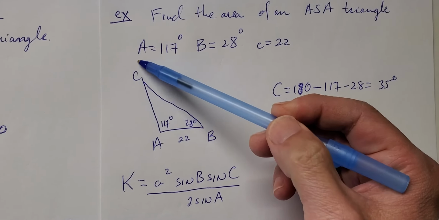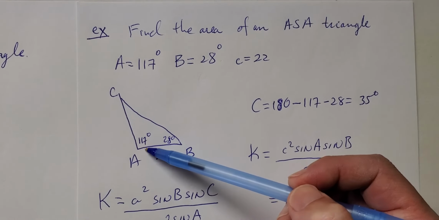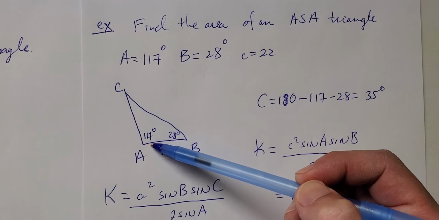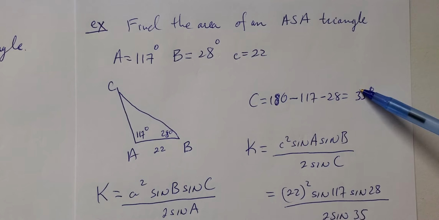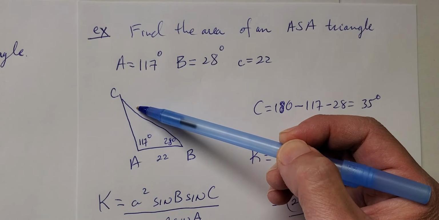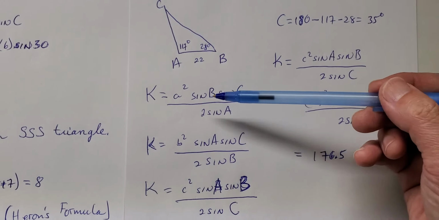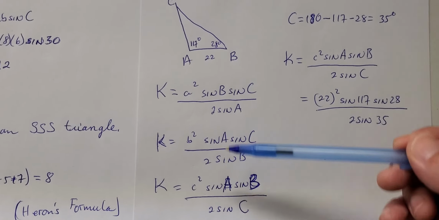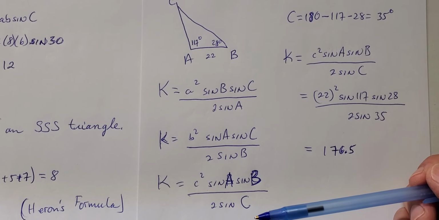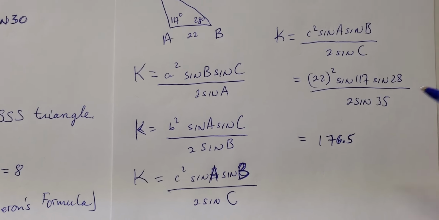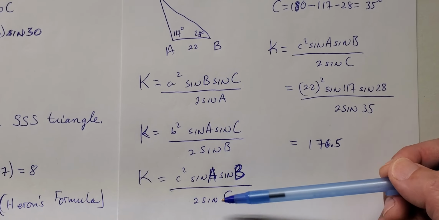So let's find out angle C first because that's easy. We know that the angles in a triangle add up to 180 degrees. Subtract that by 117 and 28, we know that C is 35 degrees. Okay, so next we have three formulas. Here it is, 1, 2, 3. Which one am I using? Depends on what is given to me. Okay, so be careful. I have three formulas. Be careful which one we are using.